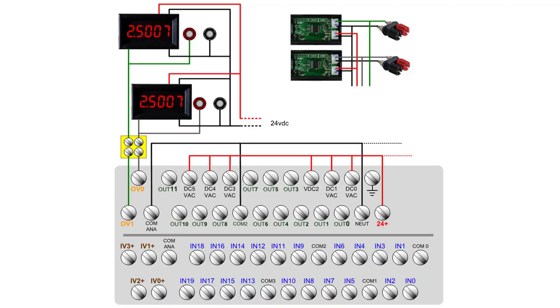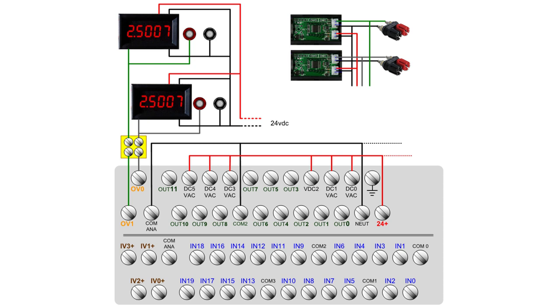Okay, where we didn't get to was this illustration that shows our two analog output voltages, 0 and 1. And you notice, of course, the common is connected to the same common of the power supply, because we are supplying 24 volts DC to power those digital displays.